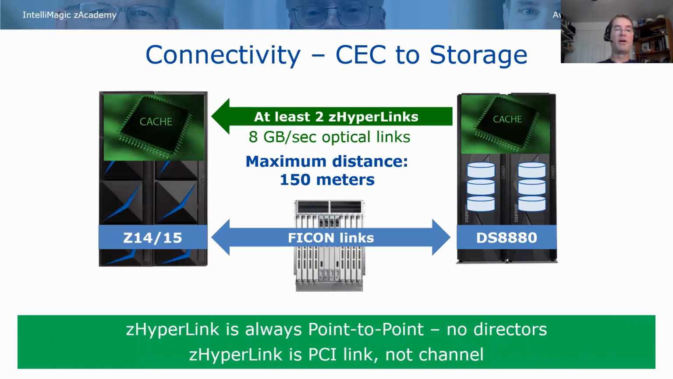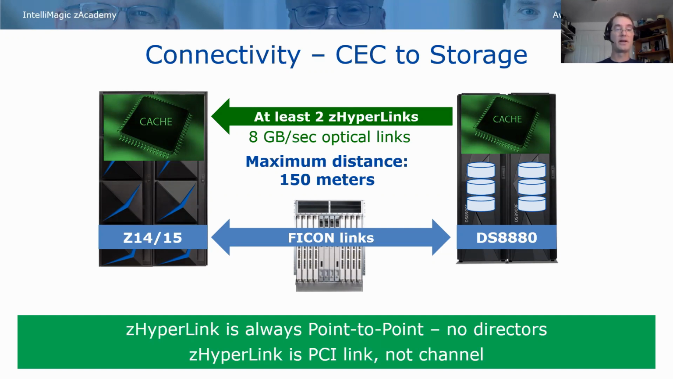Okay, a little bit on the hardware. I did mention the PCI link. You have to have at least 2 zHyperlinks. These are an 8 gigabyte per second optical link direct connect. So notice at the bottom here, I've got my traditional FICON links that go through my optional FICON director. You don't have to use FICON directors, but most people do. But to be clear, with zHyperlink, you cannot use directors for these connections.